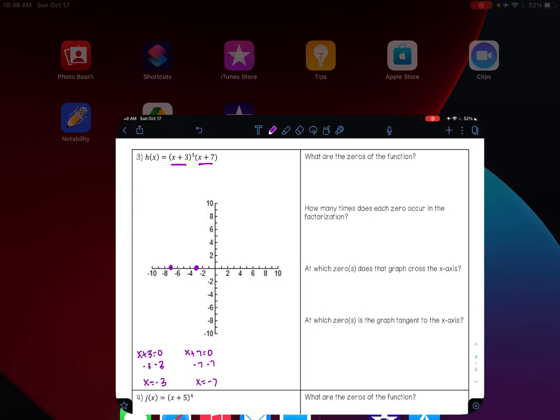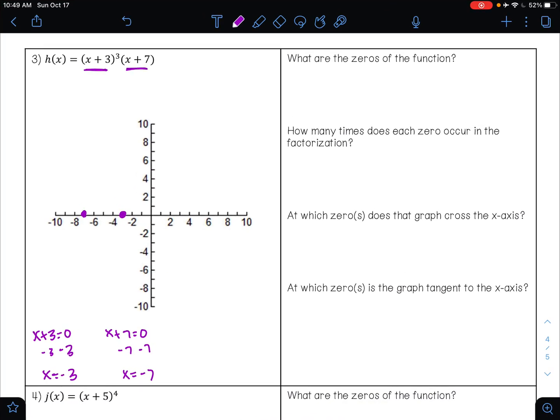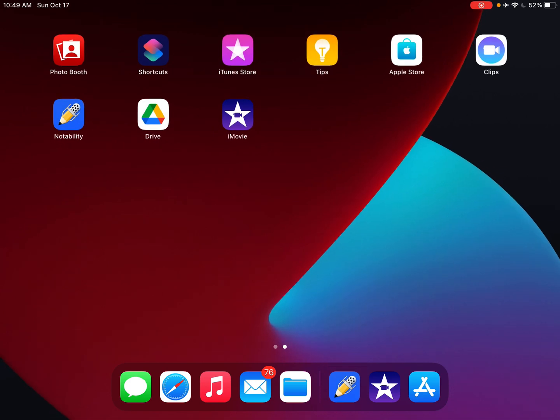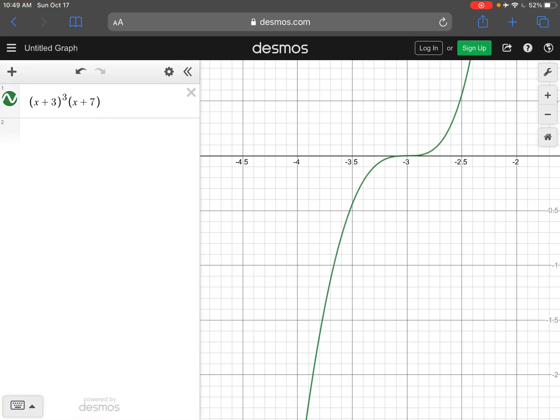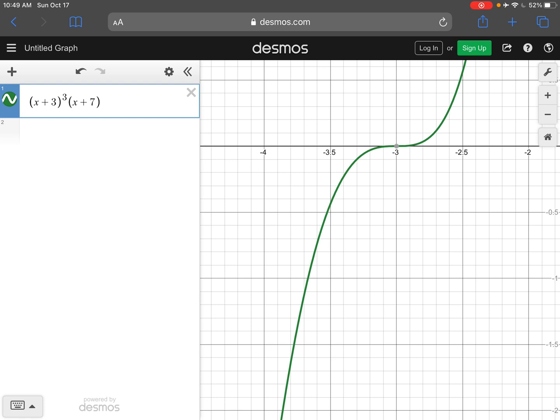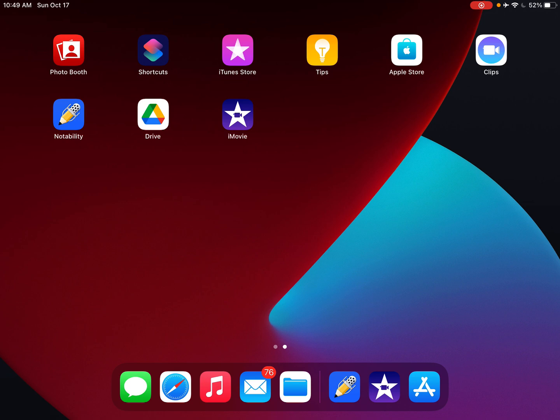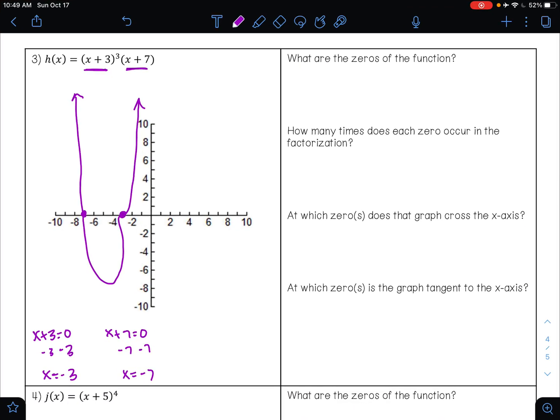So let's go back to our graph and let's see. So it started up high at negative 7. And then for negative 3, we kind of have a squiggle through. And if you look at Desmos, this is that squiggle through that I'm talking about. It kind of touches it and squiggles through it. So it says, what are the zeros of the function? The zeros are the x-intercepts. That's at negative 3 and at negative 7.